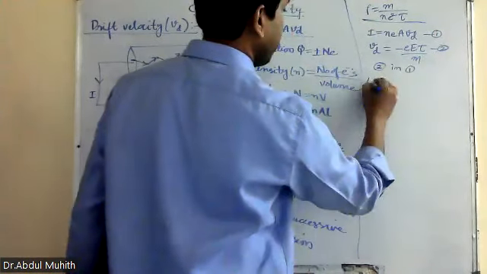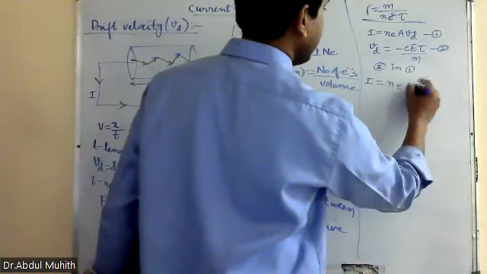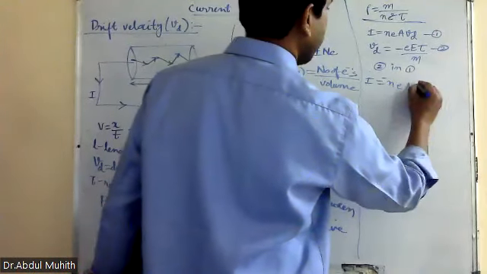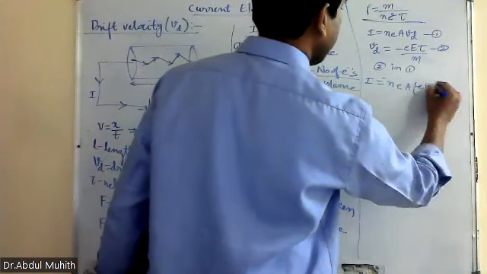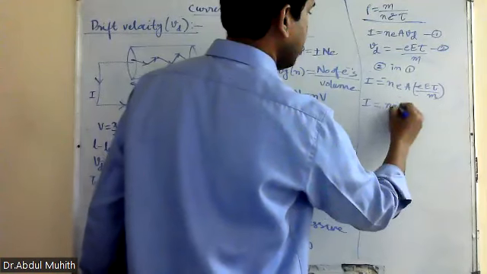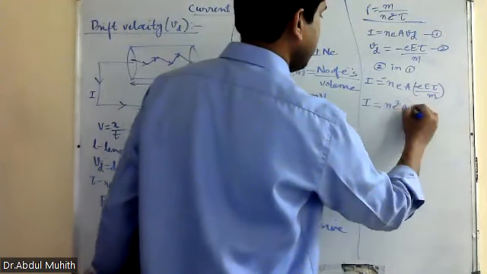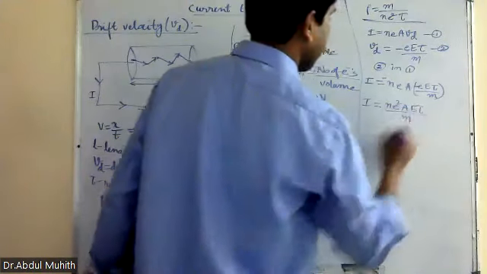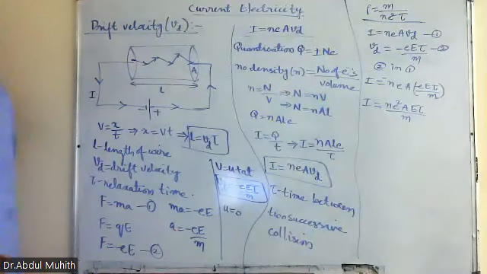Substitute 2 in 1. So it will become I is equal to what? N E A v_d. This is minus, so therefore it will be capital E minus capital E tau by m. So that will become I is equal to N E square A E tau by m. Clear? This is the thing we got.